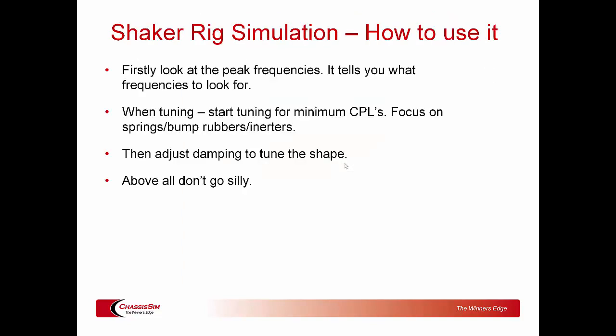First things first, you're looking at the frequencies. It tells you where the resonant frequencies are. It's your bellwether of what you need to be looking for. And when tuning, you start tuning for minimum CPLs, and you focus on springs, bump rubbers, and the nodes. That being said, your springing is always fundamentally going to be a function of aero and tire heating, so you don't want to go too stupid with it.